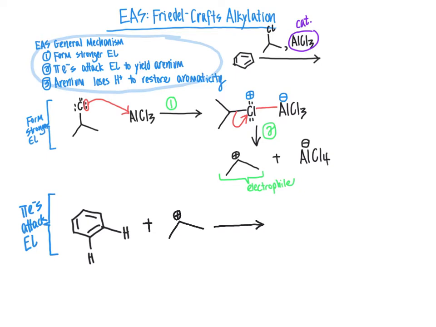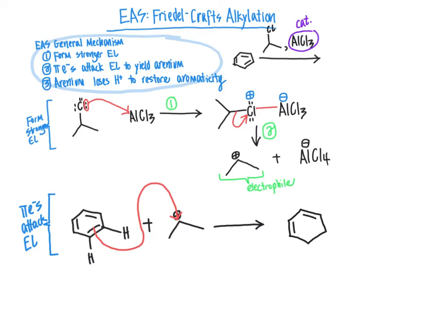And so what's going to happen here is that the pi electrons from one of those carbon-carbon bonds of the aromatic ring come over and form a covalent bond to the carbocation electrophilic carbon. That's going to yield, as a result of this step, the arenium intermediate.